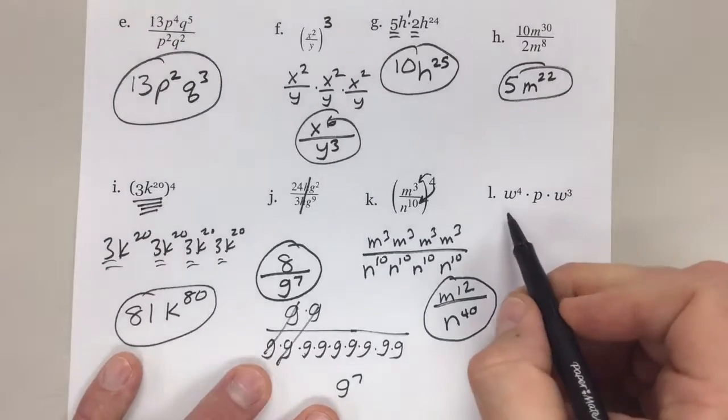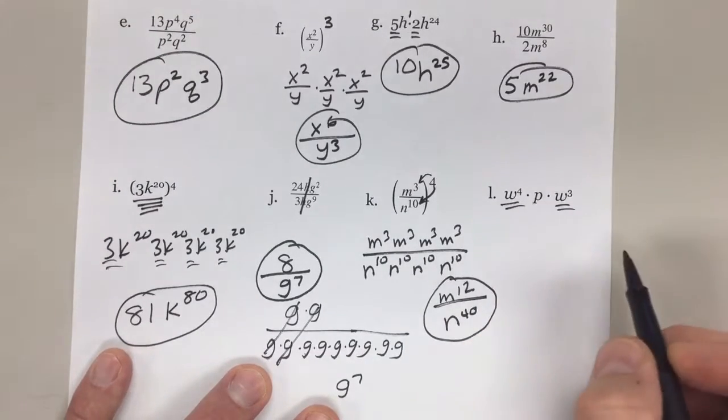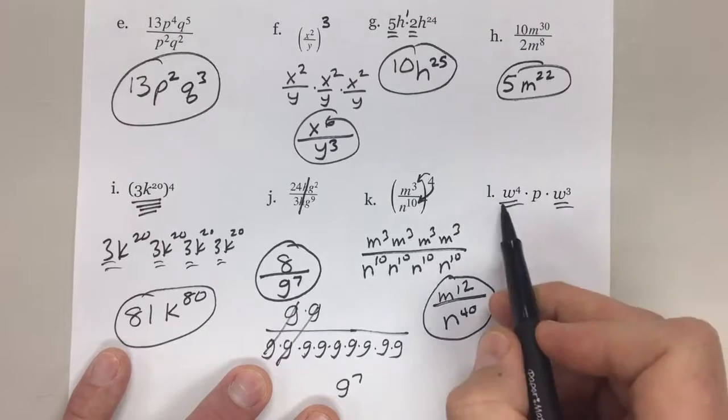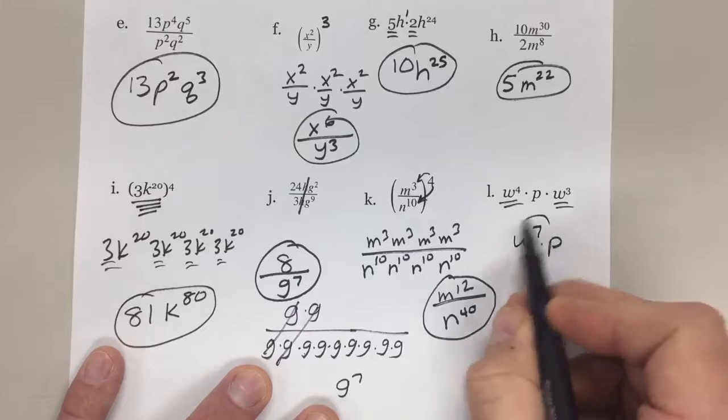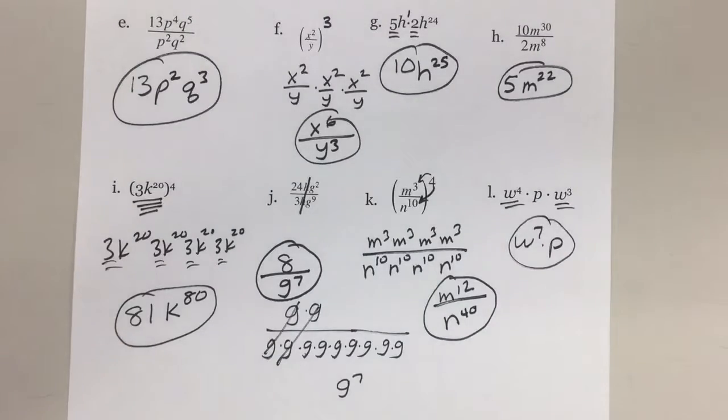And then for l, you can only do w's together. They have to have the same base to use our rules. So w to the 4th, w to the 3rd is w to the 7th. And the p I have to leave because it doesn't have the same base.